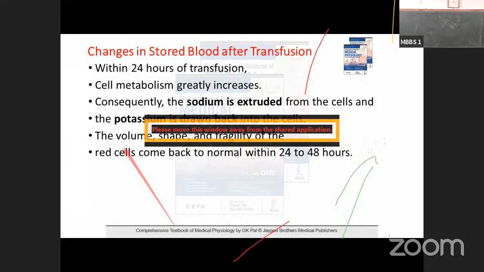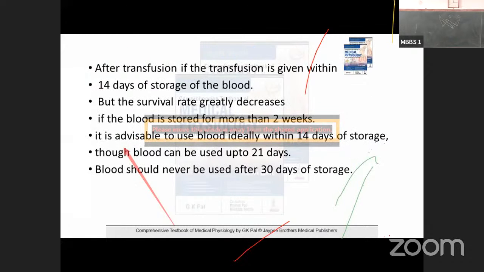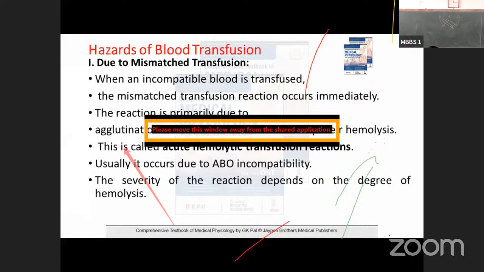Changes in stored blood after transfusion, that is in the body of the individual: cell metabolism will increase, with sodium excluded and potassium increased in the cell. Red cells come back to normal within 24 to 48 hours. Ideally, blood transfusion should be given within 14 days of storage, that is only 2 weeks. Not more than 30 days is allowed.